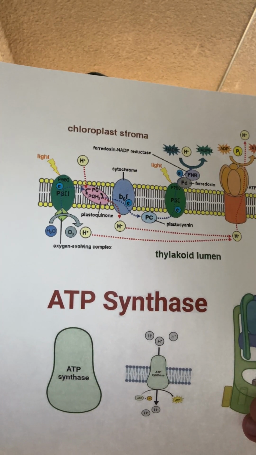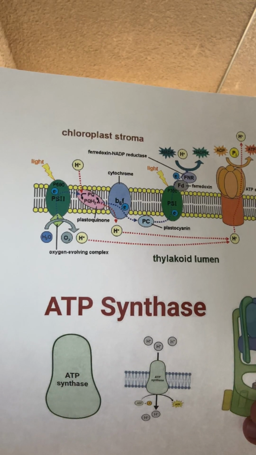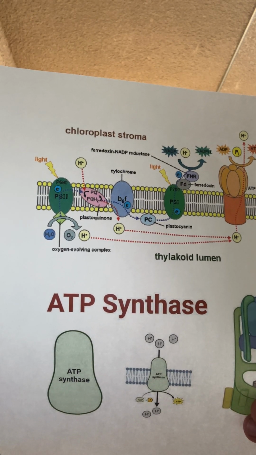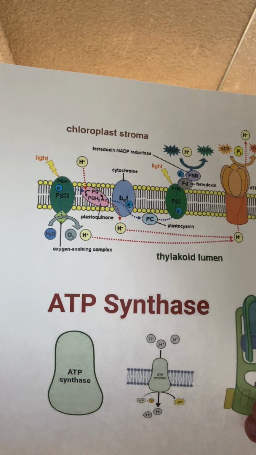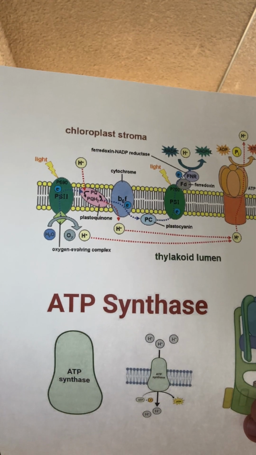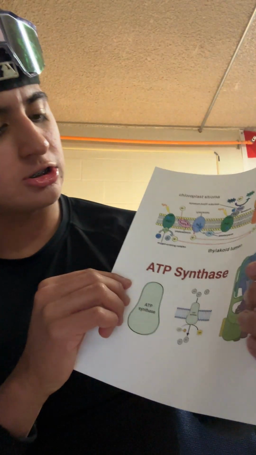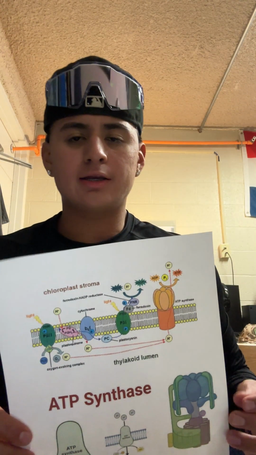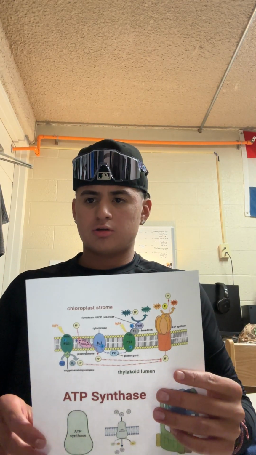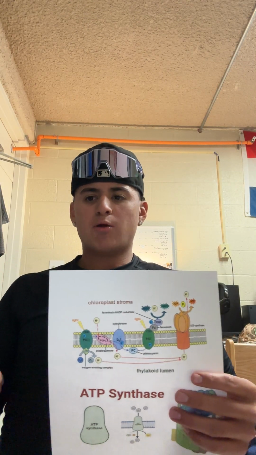In summary, photosystem 2 captures light and splits water, and then those electrons move through the ETC, creating a proton gradient. Together, these steps transform light energy into chemical energy stored in ATP and NADPH, which then powers the sugar production in the Calvin cycle. Thank you.